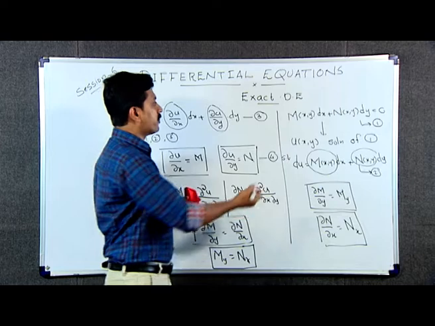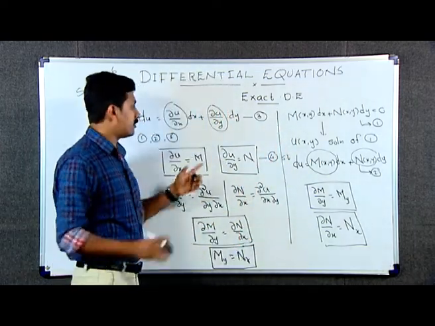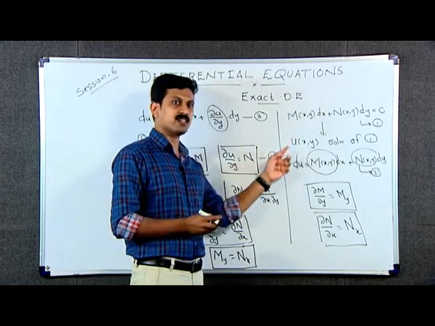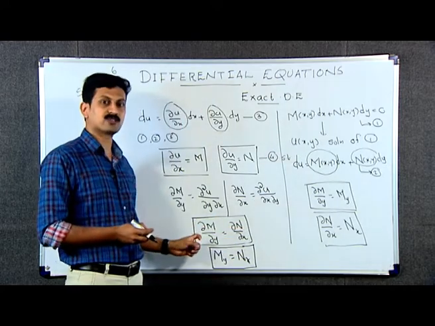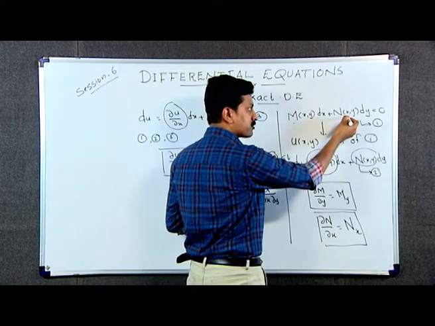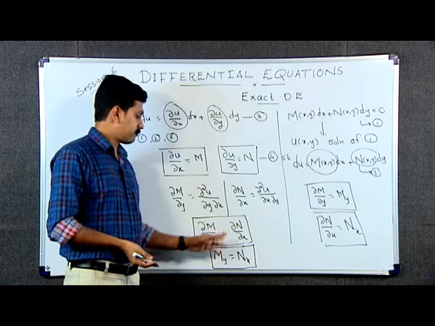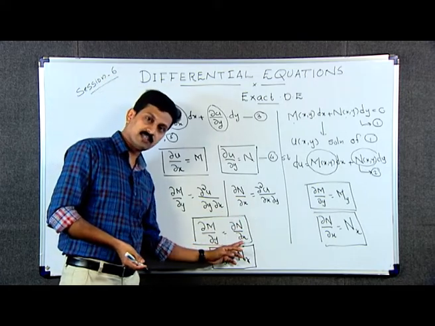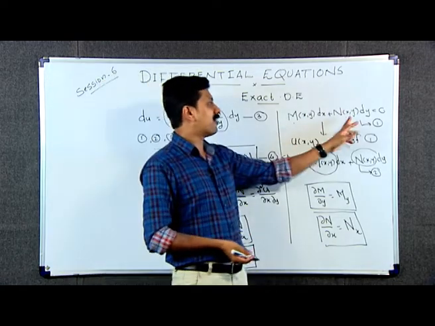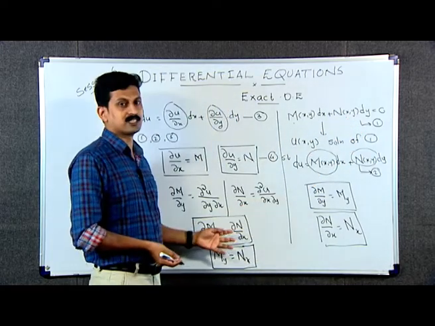While solving this type of differential equation, firstly we need to check whether the differential equation is exact or not. So we identify M(x,y) as well as N(x,y). Then we partially differentiate M with respect to y and partially differentiate N with respect to x. After that, if both the values are equal, then we can say that our differential equation is exact. If it is exact, we can solve that differential equation.